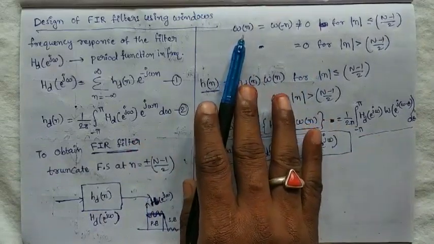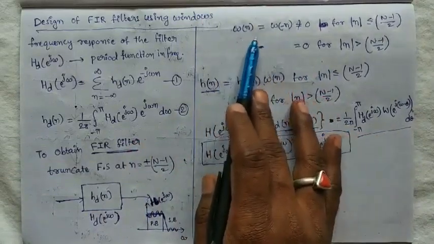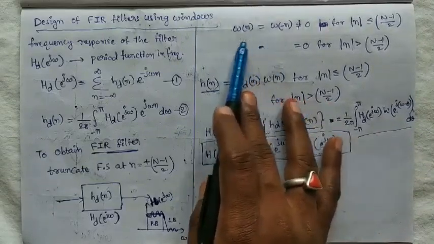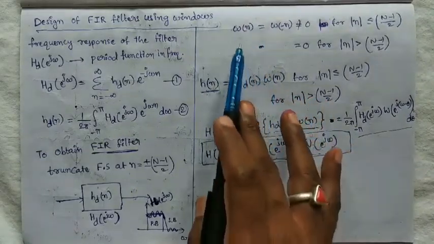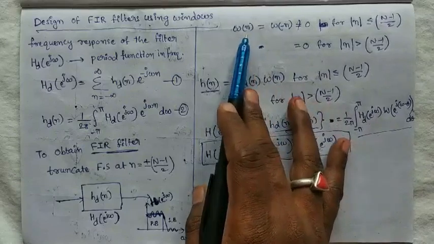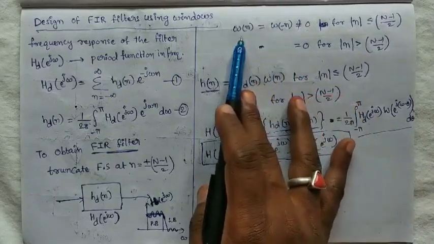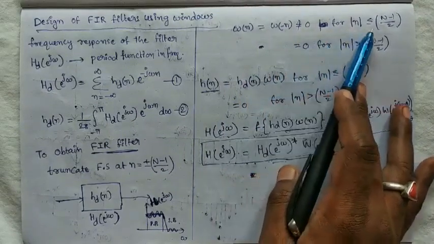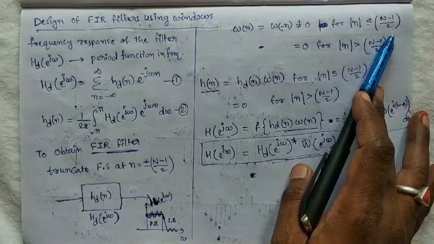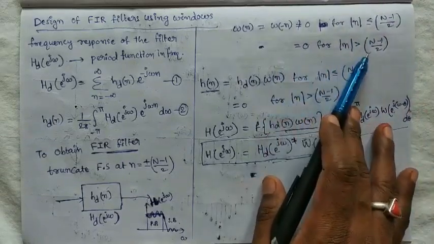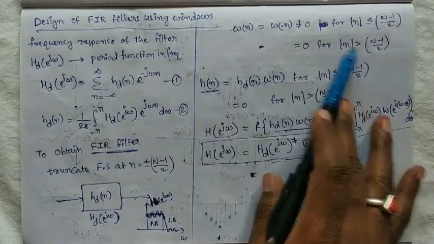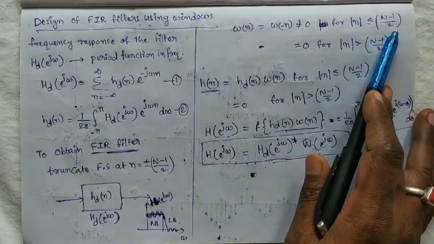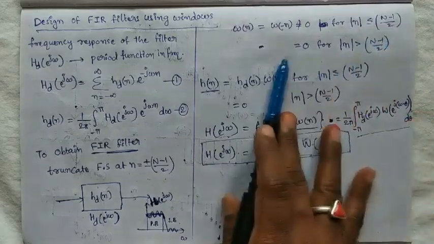W of n is a symmetrical sequence, so W of n is equal to W of minus n. It is not equal to 0 for mod n less than or equal to capital N minus 1 by 2, and equal to 0 for mod n greater than capital N minus 1 by 2. That means W of n is defined from minus capital N minus 1 by 2 to capital N minus 1 by 2, and the remaining values are 0.